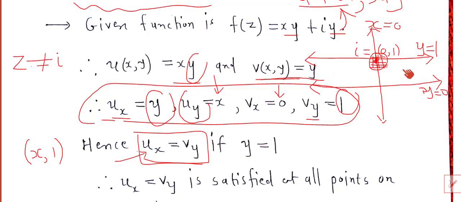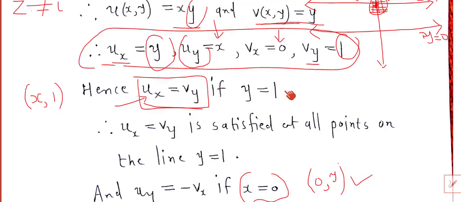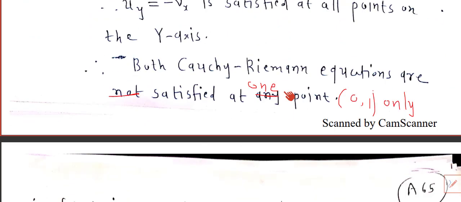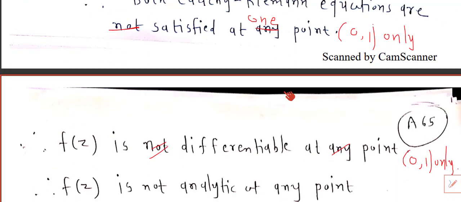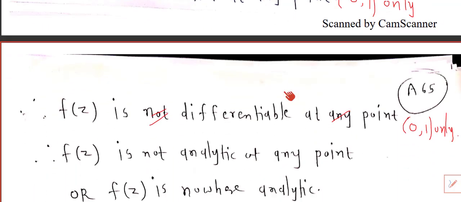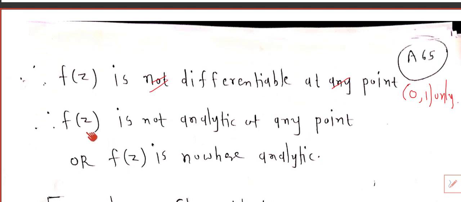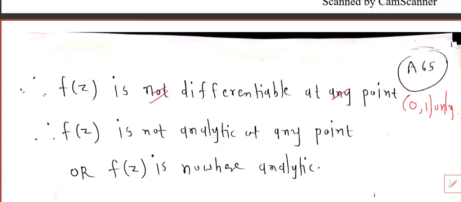Therefore, the function is not analytic at ordered pair (0, 1) also, and the function is not analytic at every point which is different from ordered pair (0, 1). So therefore we can say that f(z) is not analytic at any point, or f(z) is nowhere analytic. So in this way we can decide the analyticity of a complex function.